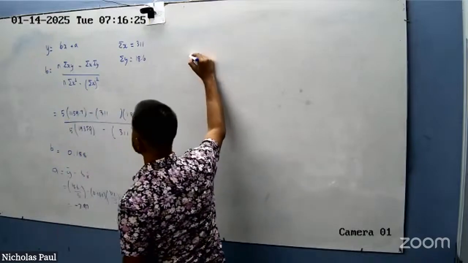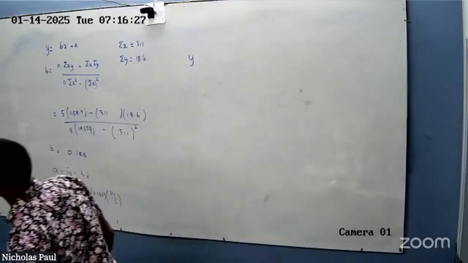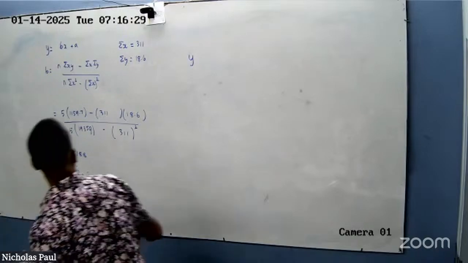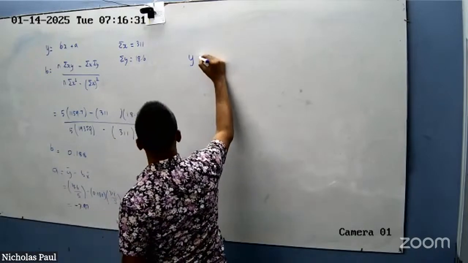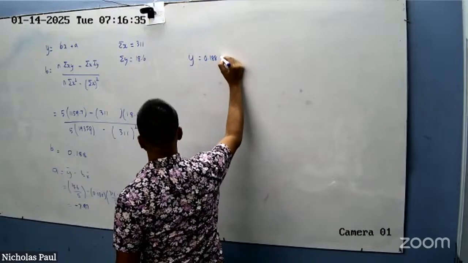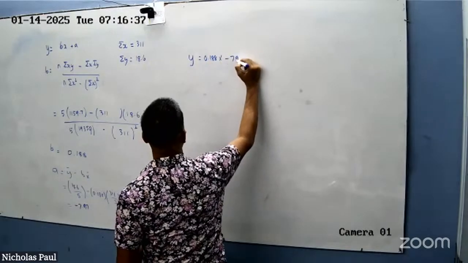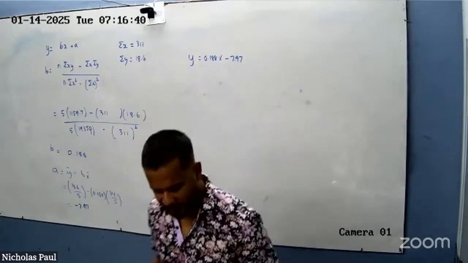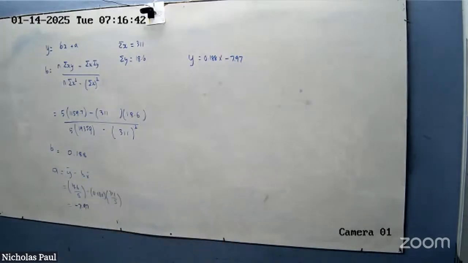So my equation would have been, my equation is y is equal to 0.188x minus 7. Let's see if anybody else got something. I'll see why it's minus. 0.91.